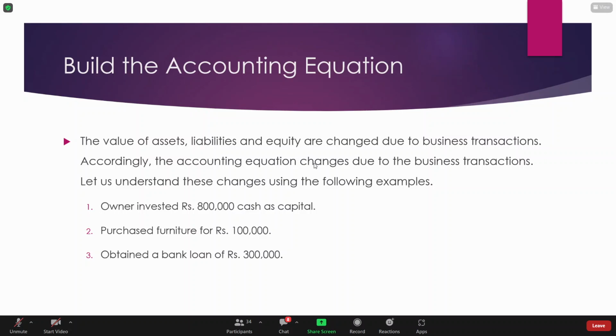That's fine. Then the second one: the business is now purchasing furniture, 100,000, 1 lakh. So now what would happen? Purchase furniture. Expenses.